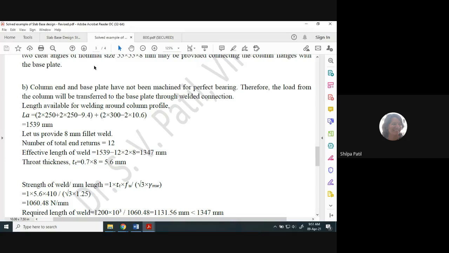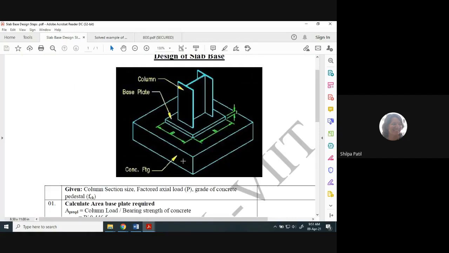Now when you consider this diagram again, there are a total of 12 end returns. What is that end return? See, here is a corner. From the flange to this side, when I move, there is one end return. Similarly, another edge, second end return. Similarly, on the other side, two end returns. On another flange, again 2, 2. And at the joint of web and flange, there is one end return.